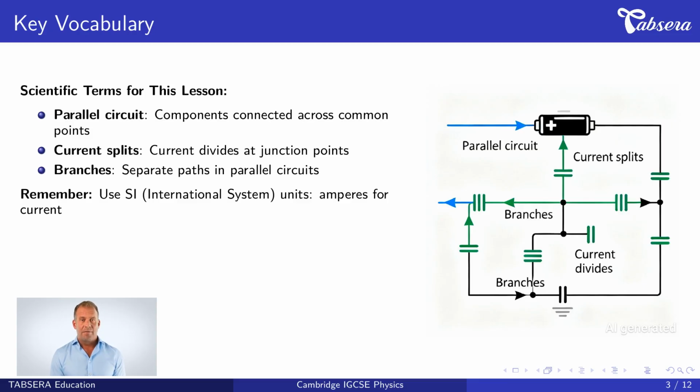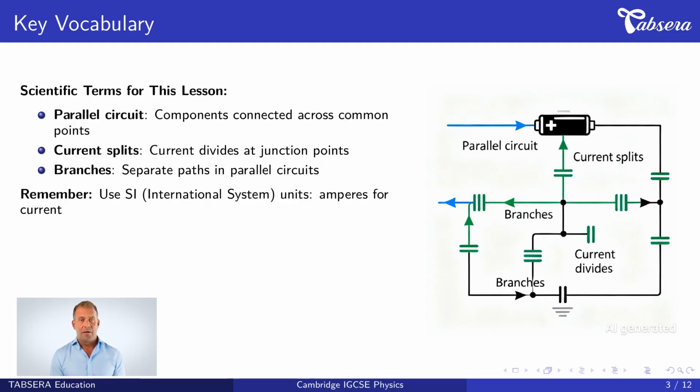Now let's define our key vocabulary. Each term is essential for understanding this lesson. First, parallel circuit, which means components are connected across common points, creating multiple paths for current flow. Unlike series circuits where components connect end-to-end, parallel circuits provide alternative routes. Second, current splits, which means current divides at junction points where the circuit branches.